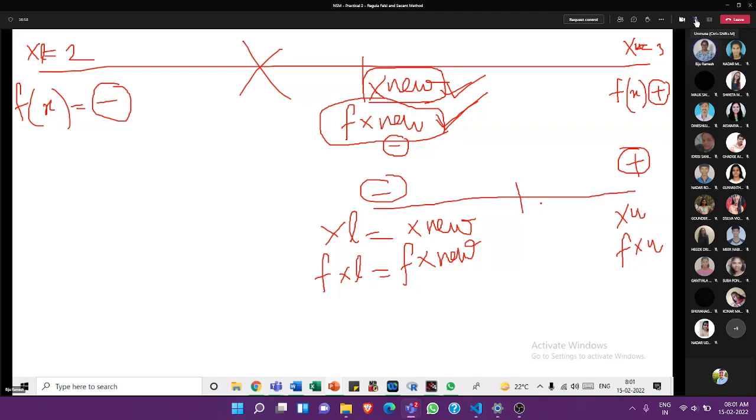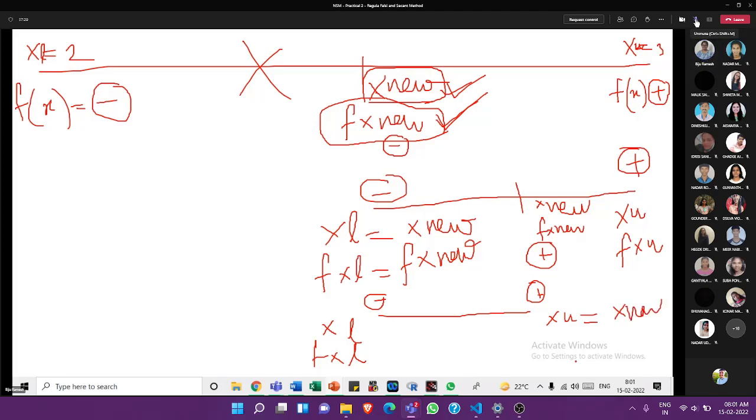Now you find the new root. So this is your x new. You will also find f of x new. When you find f of x new, you are finding this to be positive. So now the root lies between this and this. So this is your positive, this is your negative. So the xl and fxl are not changing. Now here it is changing. xu is x new and fxu is fx new. So the logic is as per bisection, only the formula is changing. Are you understanding that, students? Everybody? Yes, ma'am. Okay.